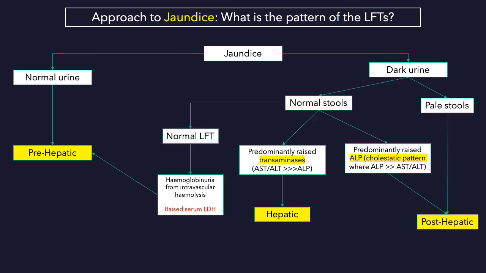Next, ask yourself what is the pattern of the LFTs. A normal LFT will tell you that the jaundice is pre-hepatic. An LFT that has predominantly raised transaminases, raised AST and ALT, will tell you this is of hepatic origin. And an LFT that has predominantly raised ALP will show that this is a cholestatic pattern, showing that the jaundice is obstructive and post-hepatic.